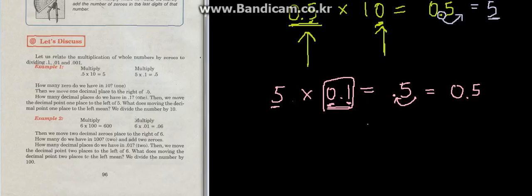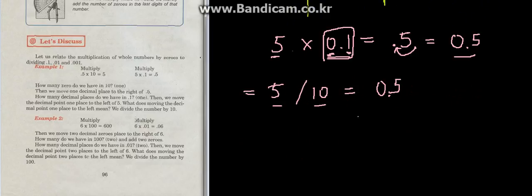And what does moving the decimal point to the left mean? It means that you are dividing this number by 10. So 5 times 1/10 is the same thing as 5/10, and that's the same thing as 5 divided by 10. Okay, let's go to the next example.